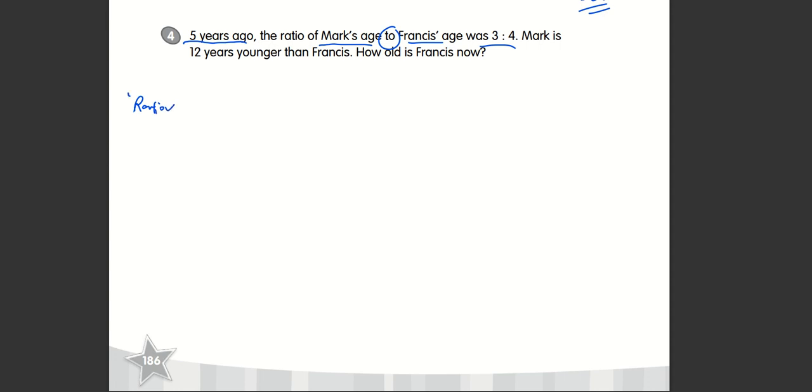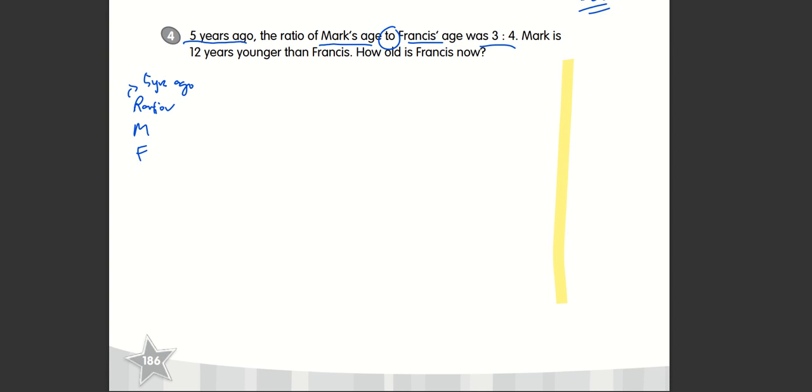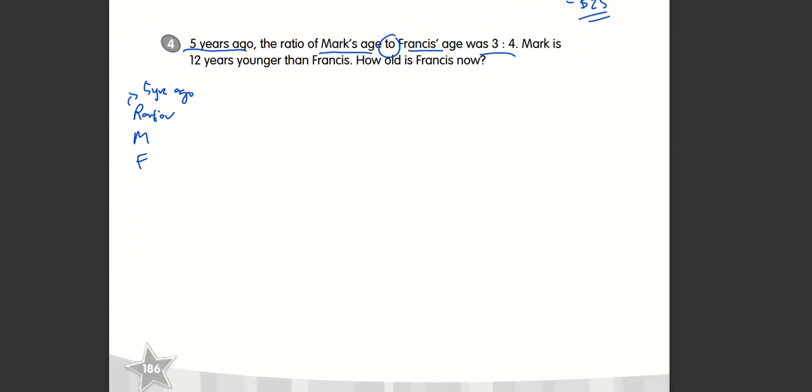But this ratio is interesting. This ratio is about 5 years ago. Then I have Mark, and then there's Francis. But the sum is not given. It's given the difference again, just like the previous question, just above here. So the similar ideas are given a bigger quantity, a smaller quantity, there's sum and difference. So what you really need to do is identify what's given in the question and what are the things that you need to find.